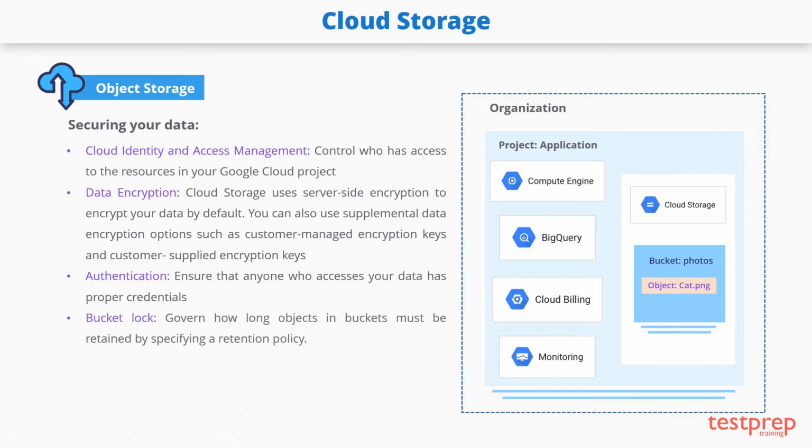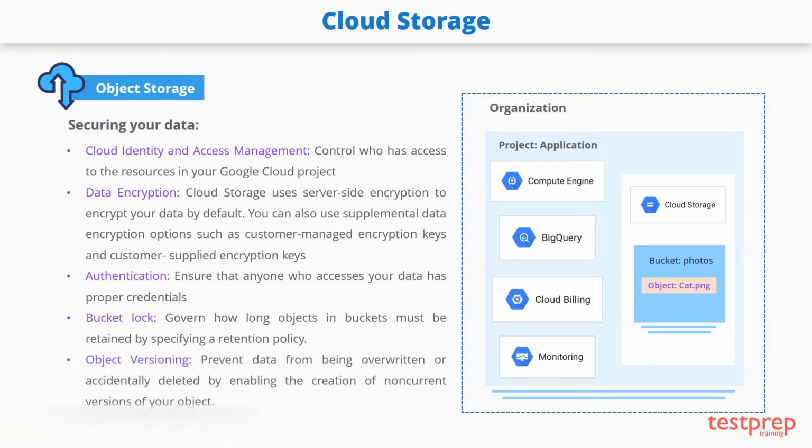4. Bucket Lock governs how long objects in buckets must be retained, by specifying a retention policy. 5. Object versioning prevents data from being overwritten or accidentally deleted, by enabling the creation of known current versions of your object.